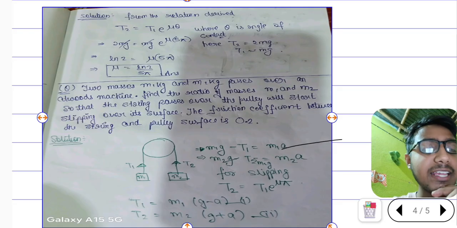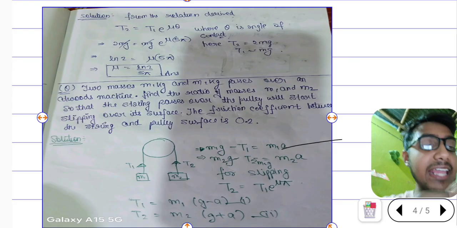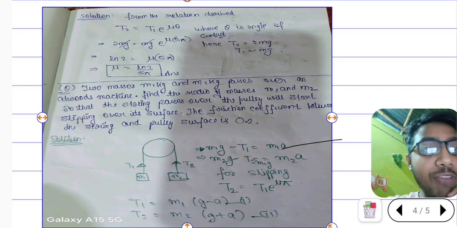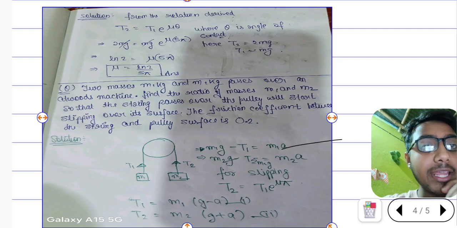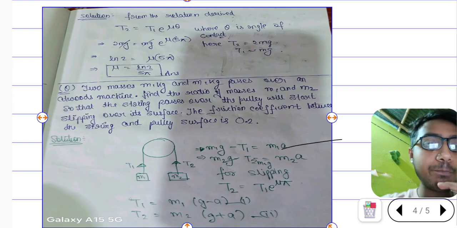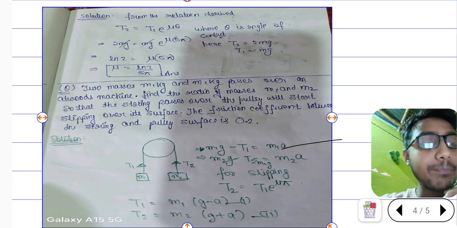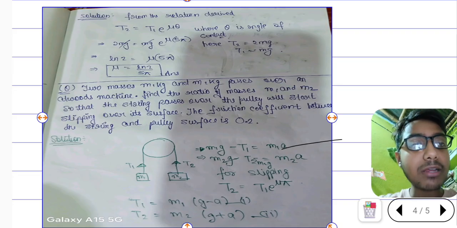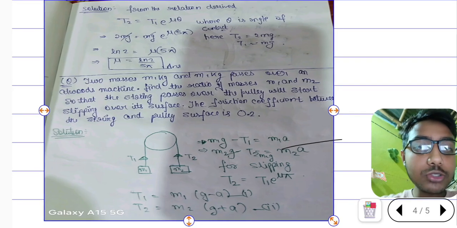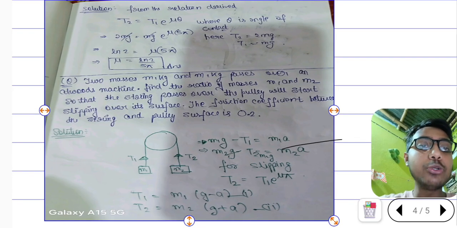Assume acceleration as a, and since it is a just-slipping case, we can put a as 0 at the end. So m1g minus T1 is equal to m1a, considering that m1 is heavier. And the second equation is T2 minus m2g is equal to m2a. For the slipping condition, we know that T2 is equal to T1 into e to the power mu pi, where pi is the contact angle. Here you can see my contact angle will be pi. So T1 is equal to m1 into (g minus a), and T2 is equal to m2 into (g plus a).